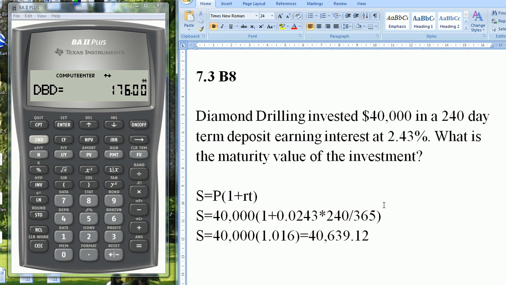The third one is, now this is not using I equals PRT, but this is calculating a maturity value. So we go S equals P(1 plus RT). So S is the maturity value, and $40,000 was the principal. He borrowed or lent $40,000. 1 plus, and then the R was 0.0243 times the number of days. You know it's 240 days divided by 365. So you can work that out.